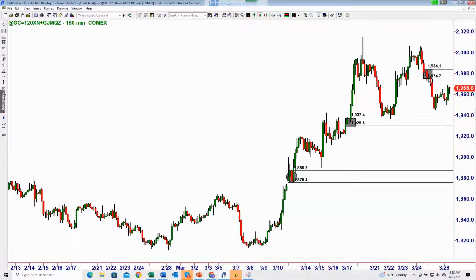So here we have a good structure supply zone. Now, is this zone inside the range or outside the range? Inside the range or outside the range? It's inside, yes. Okay. So a little bit lower probability, but that's okay. Now, we have members at the Pinnacle Institute that only focus on outside the range zones.